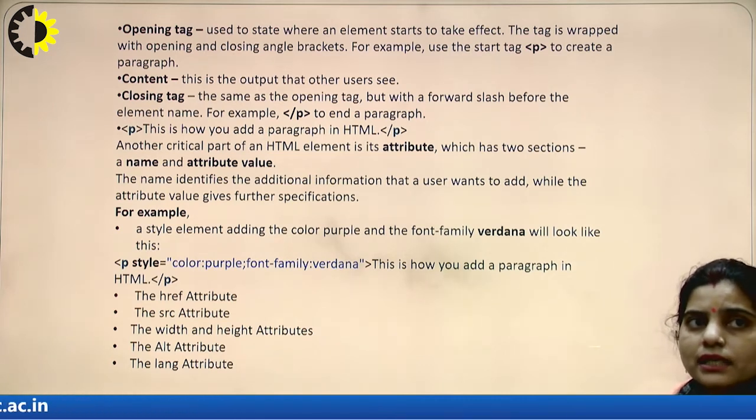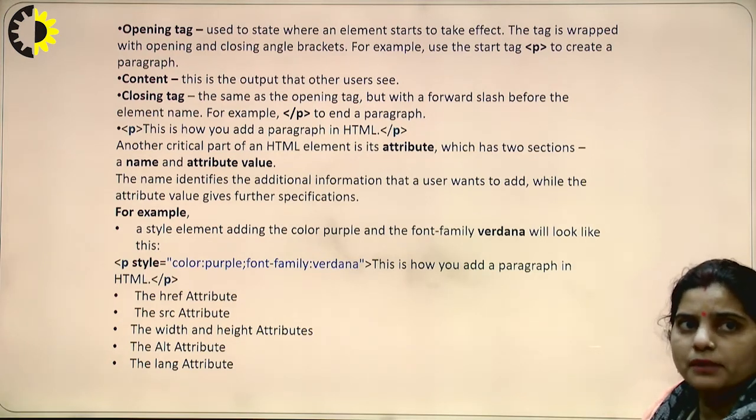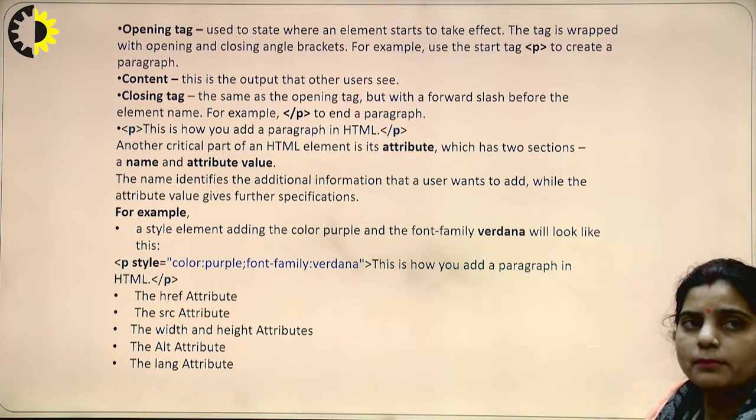Next one is content. This is the output that other users can see. Third one is the closing tag. It is the same as the opening tag, but here we use a forward slash before the element name. For example, the angle bracket opens and after that we put a forward slash. This indicates that this tag is used to close the particular element.